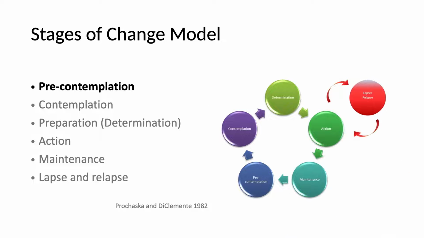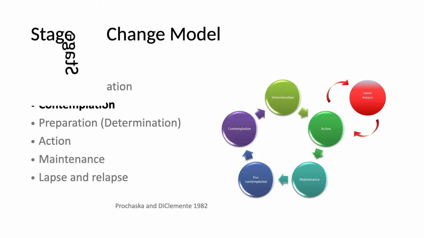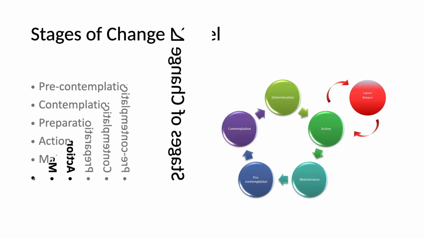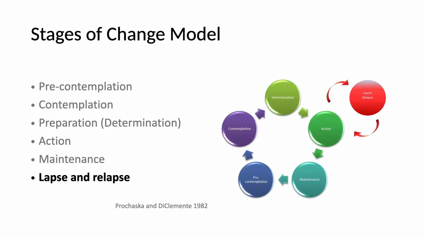It suggests that change is progressive through 5 of the 6 stages. These are pre-contemplation, meaning not ready; contemplation, getting ready; preparation, being ready; action and maintenance, which could be described as doing it and keeping going. The 6th stage is relapse.